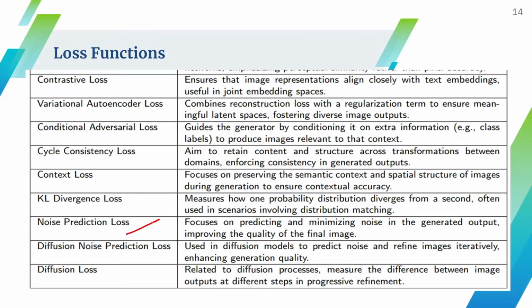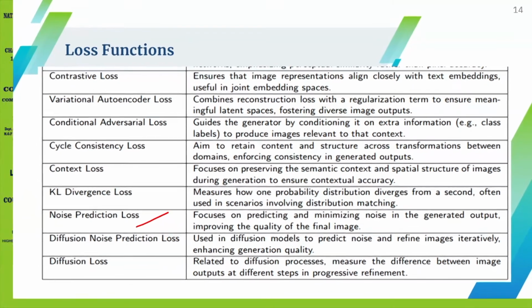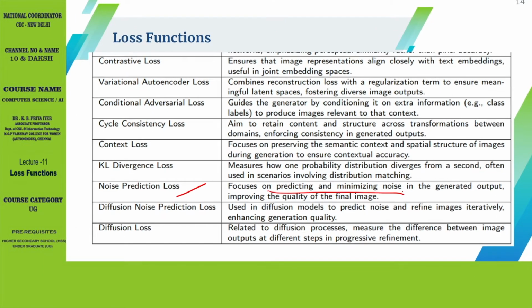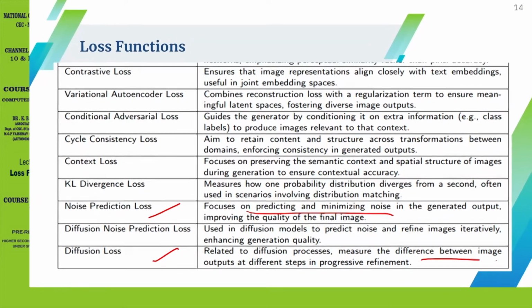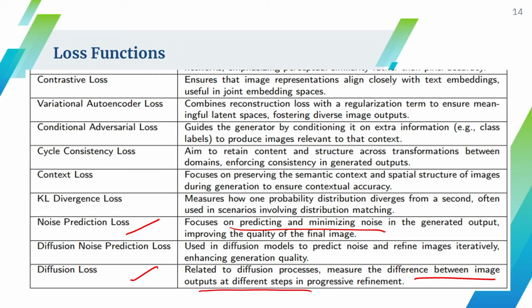Now, moving on to other things which are very popular nowadays, if you want to predict how much noise occurs in our particular model, you can focus on the noise prediction loss. Here it focuses on predicting and minimizing the noise in the output. That means it improves the quality of the final image, and you can even go for the diffusion loss. Here it relates to the diffusion processes, whereby it mainly gives the difference between the image outputs at various steps as a progressive refinement. That means it generates images in a step by step way, and progressively the quality of the image can be refined.